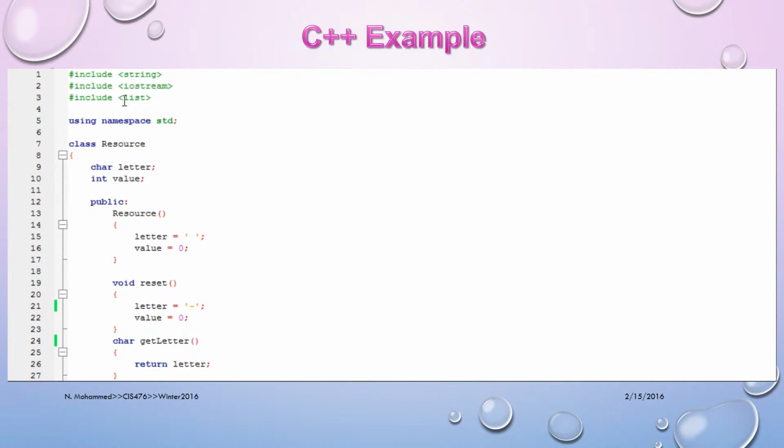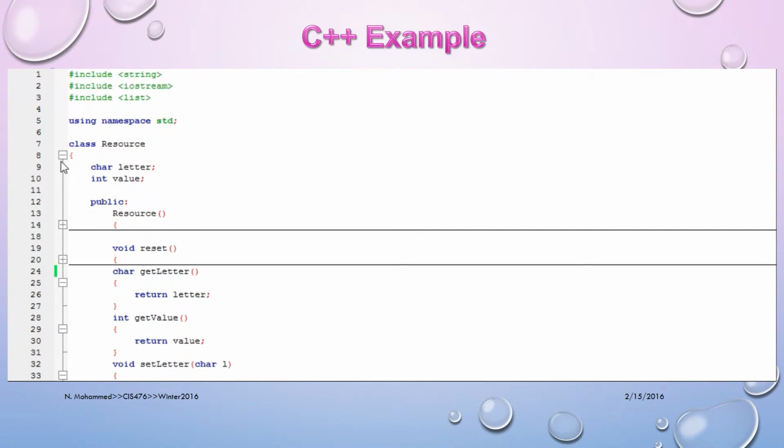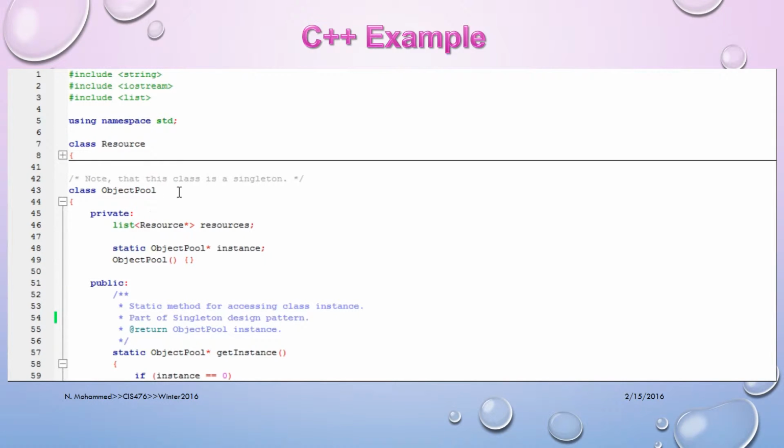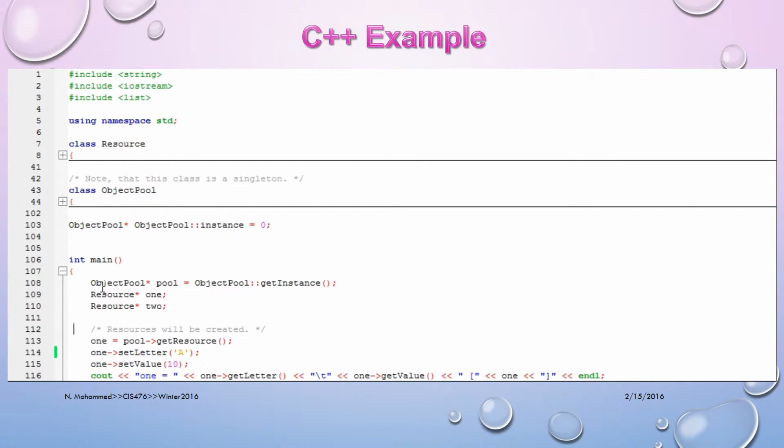In the program code, the class Resource has two attributes and some default methods that we typically use with classes, like the constructor, getters, and setters. The class ObjectPool has a list as an attribute, with values of the type of the class Resource. In the main function, the pool object will be created, and two objects of type Resource will be created too.